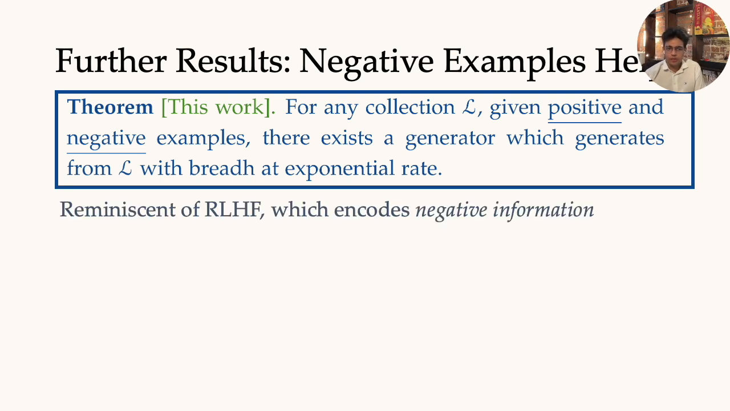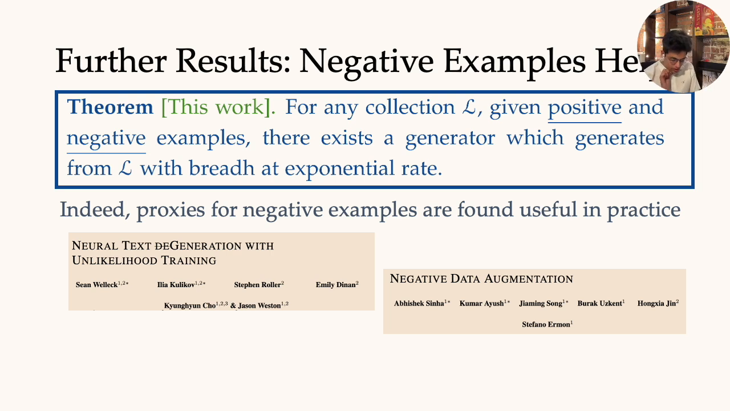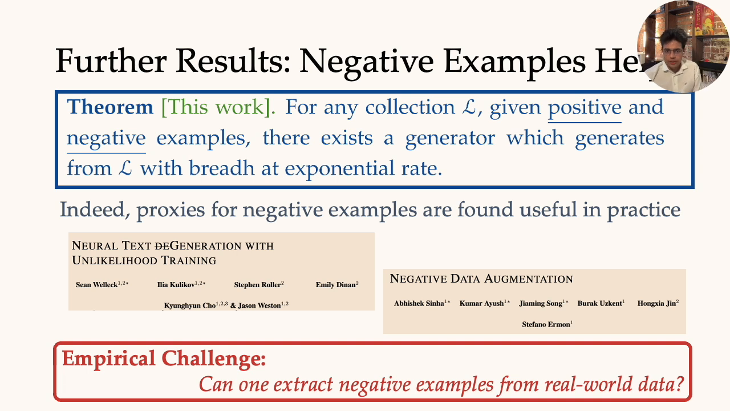This sort of model is perhaps reminiscent of reinforcement learning with human feedback, which encodes some form of negative information about the language that the language model is supposed to be generating. And indeed, such proxies for negative examples have been found useful in practice, leading to reduced sample complexity of training language models empirically. An important empirical challenge here is to be able to extract such negative examples or other forms of feedback at scale in real-world tasks.